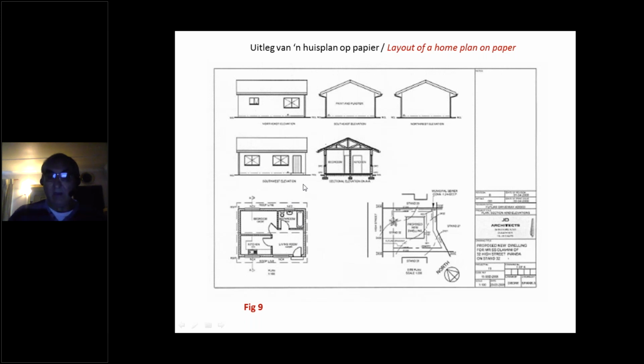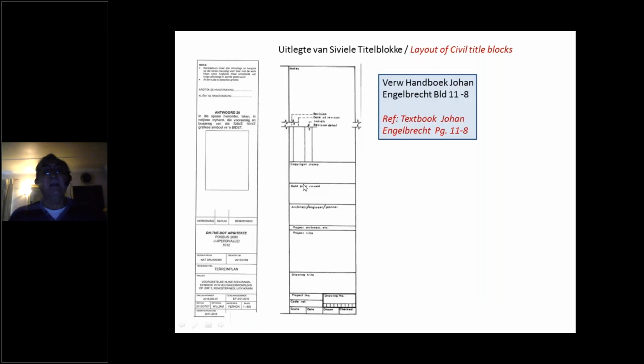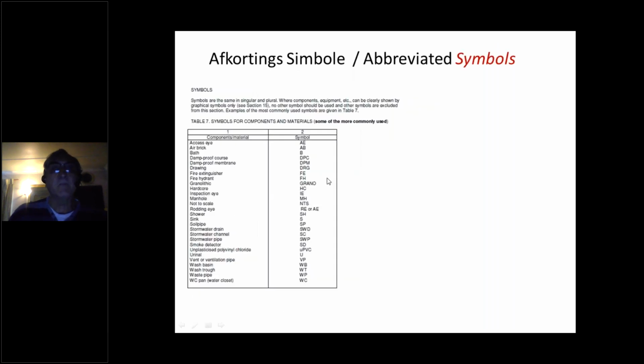So the layout of your paper. There's the title block, some title blocks. Refer to Johan Engelbrecht's textbook, page 11.8, and there's a few different ones that you'll see. This one here comes specifically out of the code of practice. Now there are sometimes also abbreviated symbols that you use.